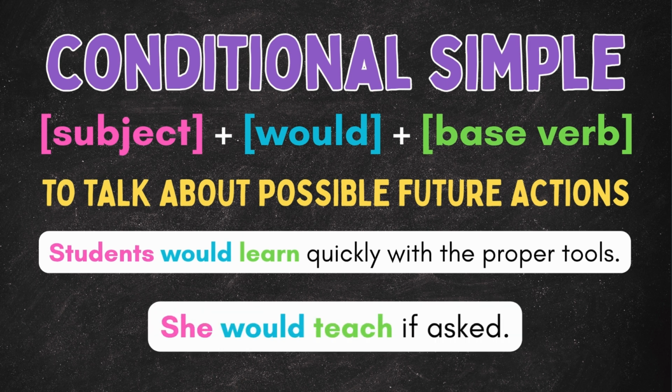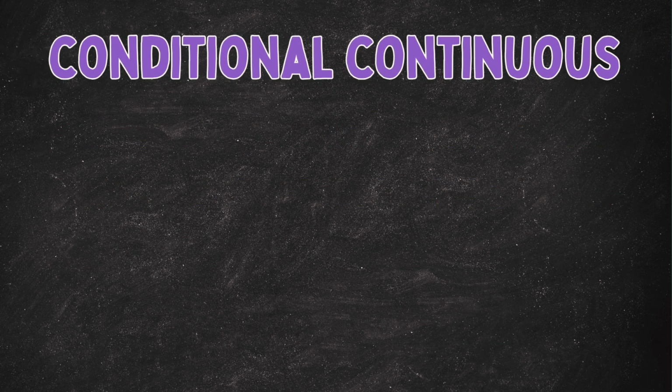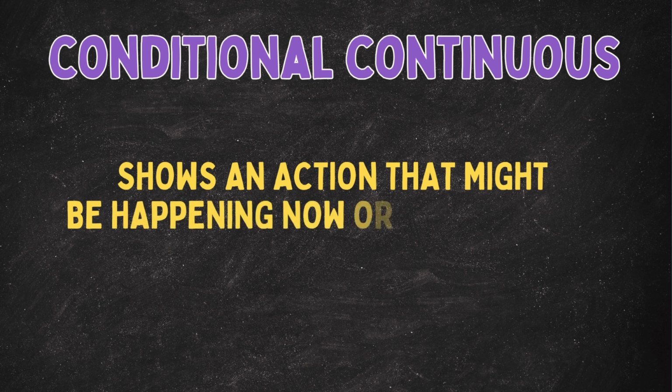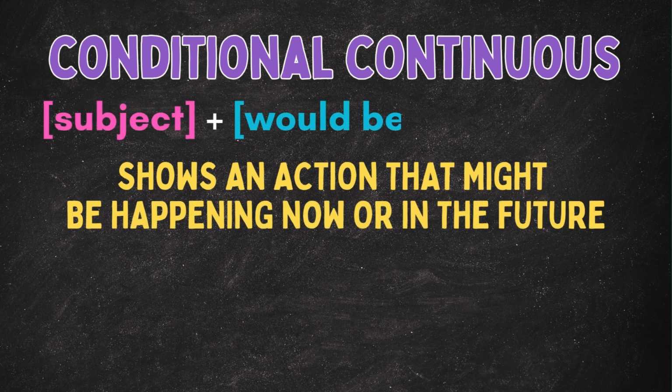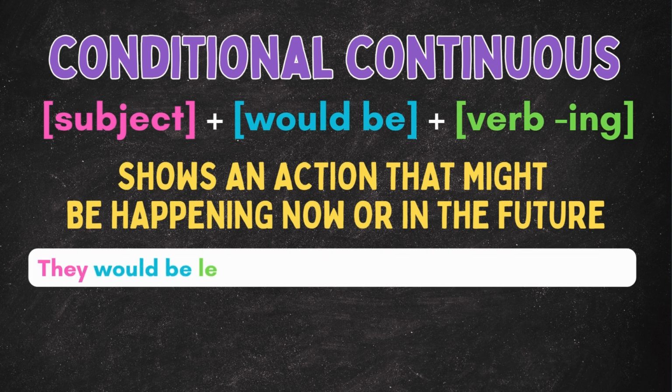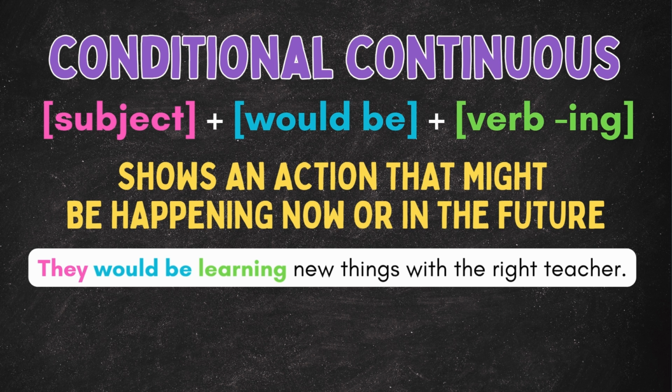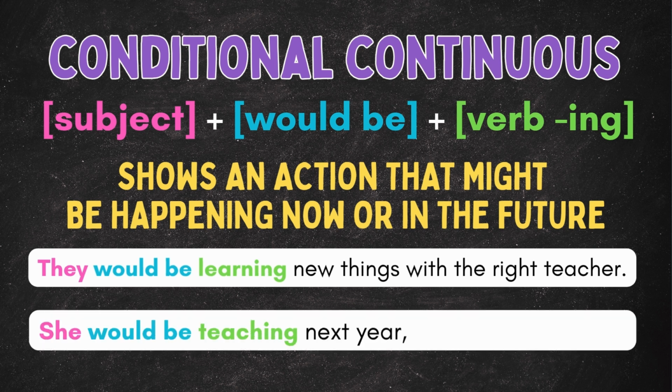Conditional continuous. The conditional continuous is used to show an action that might be happening now or in the future. The sentence structure consists of subject plus would be plus verb with ing. For example, they would be learning new things with the right teacher. She would be teaching next year if she wasn't retired.